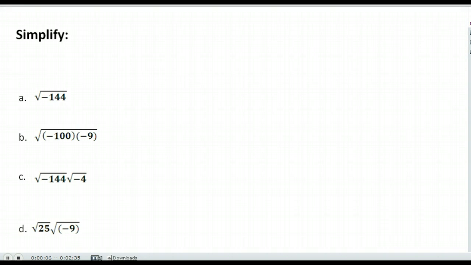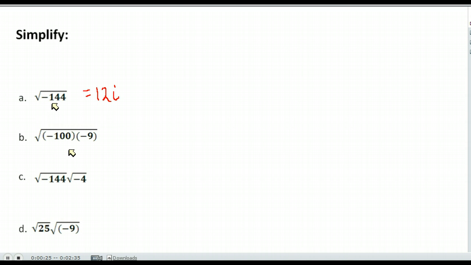Okay, so let's practice simplifying some negative roots. Remember that anytime you have a negative inside your square root, that indicates the square root of -1, which we write as i. So we can take the square root of 144. It has a square root of 12. So our answer here is 12i.